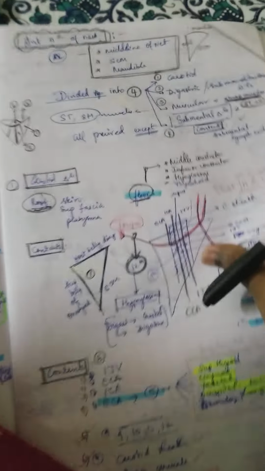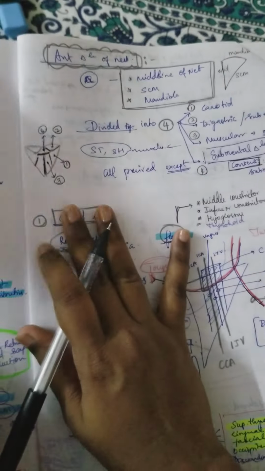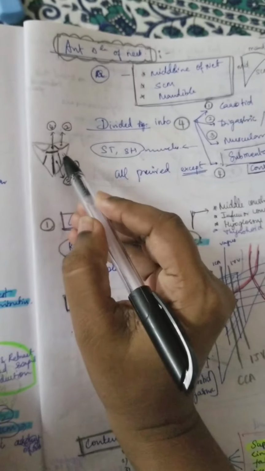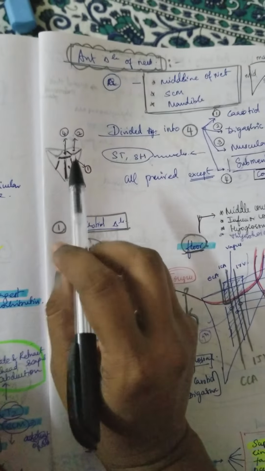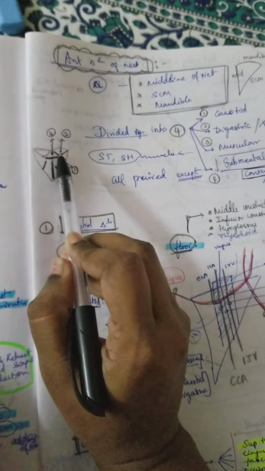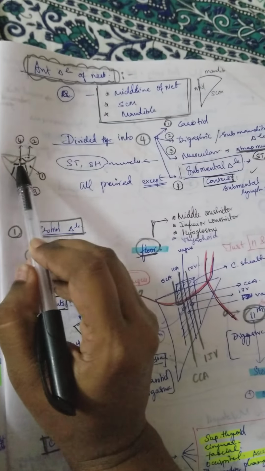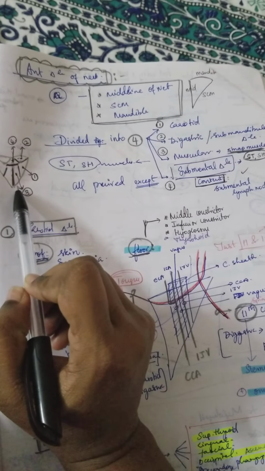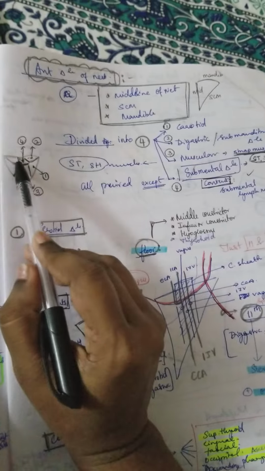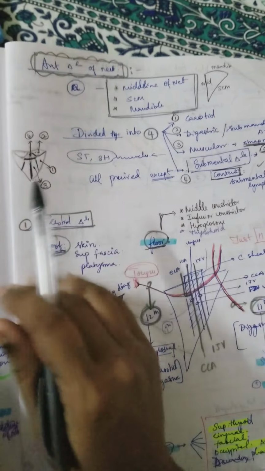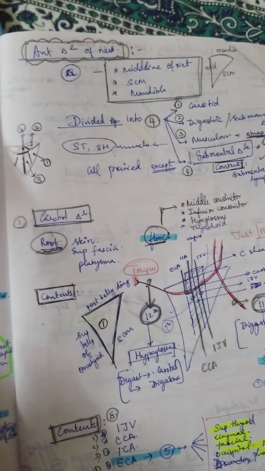Now the anterior triangle. The anterior triangle is divided into four triangles. The first one is the carotid triangle, the second is the digastric triangle or submandibular triangle, the third is the muscular triangle, where the strap muscles are present, and the fourth is the submental triangle, which has only submental lymph nodes. So first we'll talk about the carotid triangle.